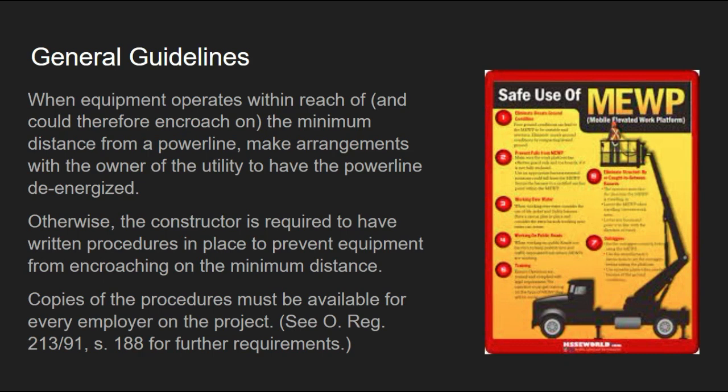When equipment operates within reach of, and could therefore encroach on, the minimum distance from a power line, make arrangements with the owner of the utility to have the power line de-energized. Otherwise, the constructor is required to have written procedures in place to prevent equipment from encroaching on minimum distance. Copies of the procedures must be available for every employee on the project.